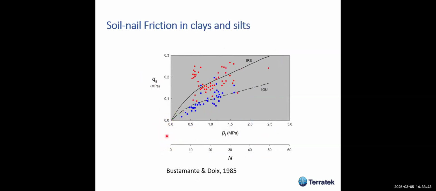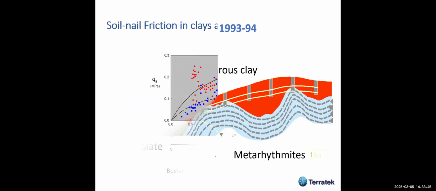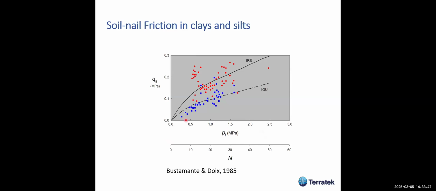They also have done it for clay and silt, and the same. We have here a very large scatter, and it's very difficult to extract anything unless you have a very hard soil, let's say an SPT of 20. Unless you have this, the scatter is too large to allow this for the design.